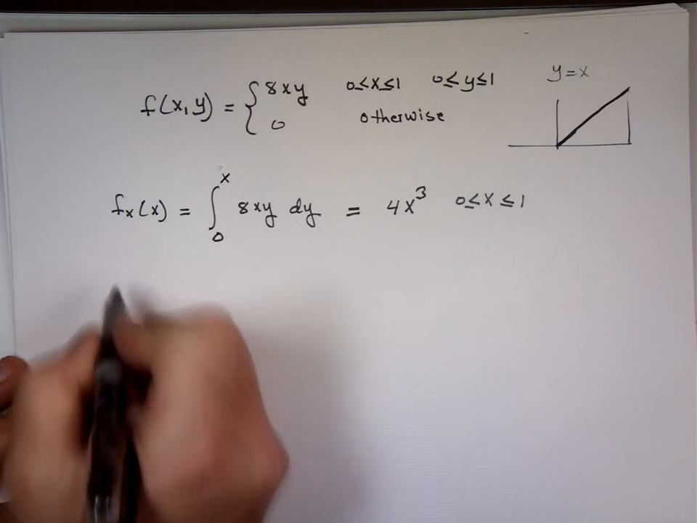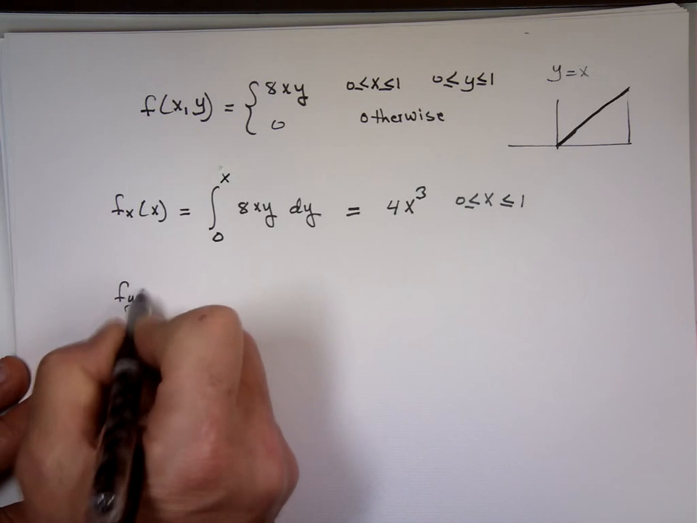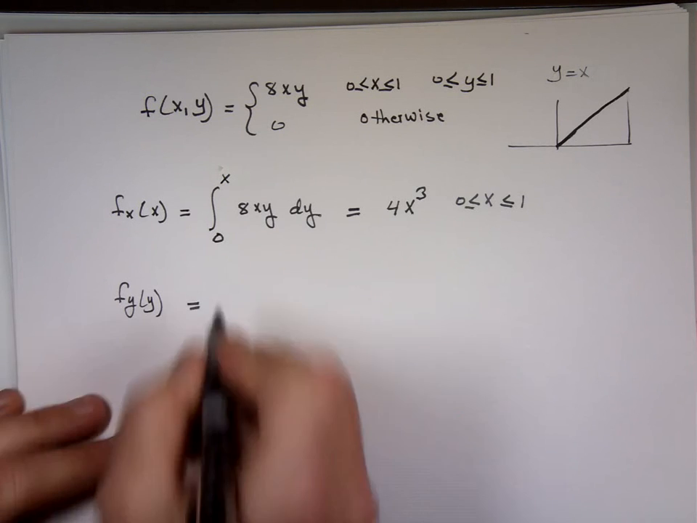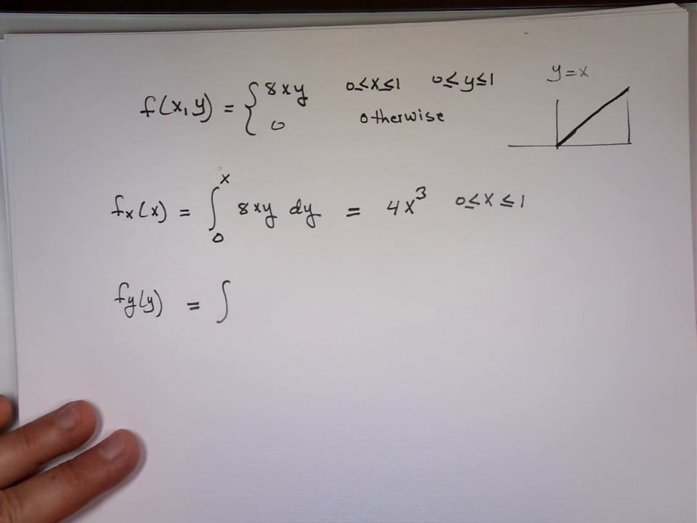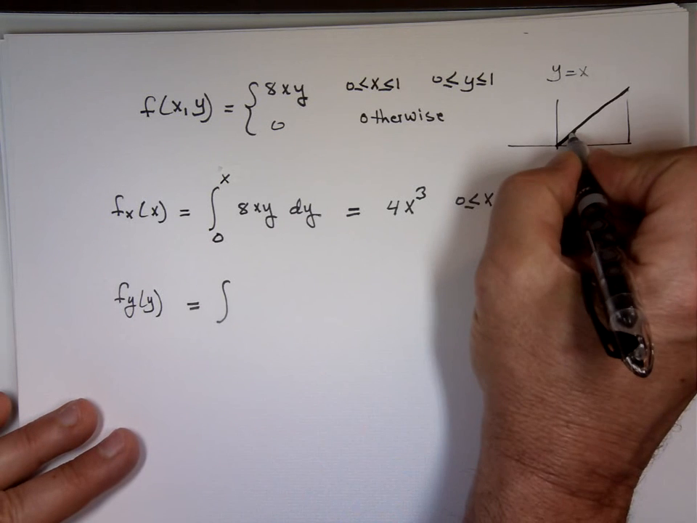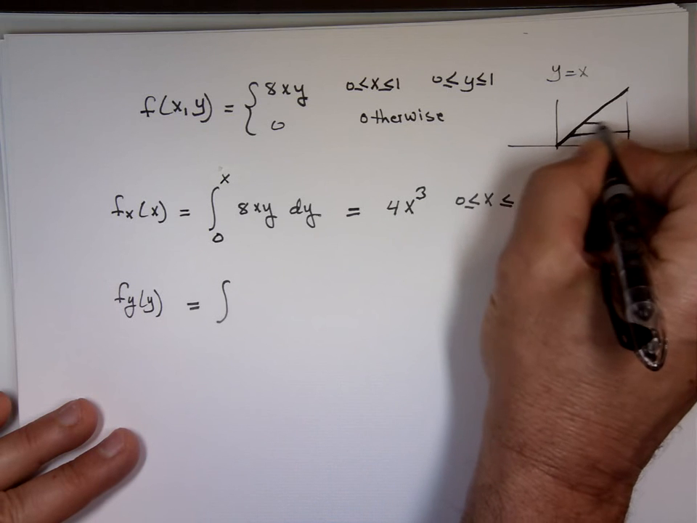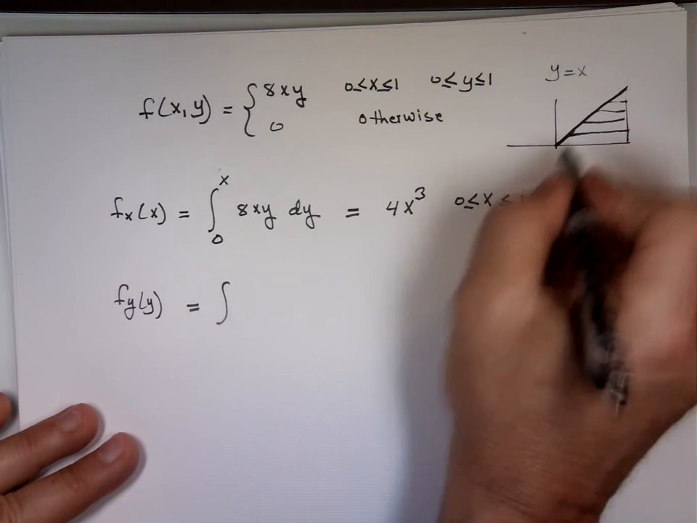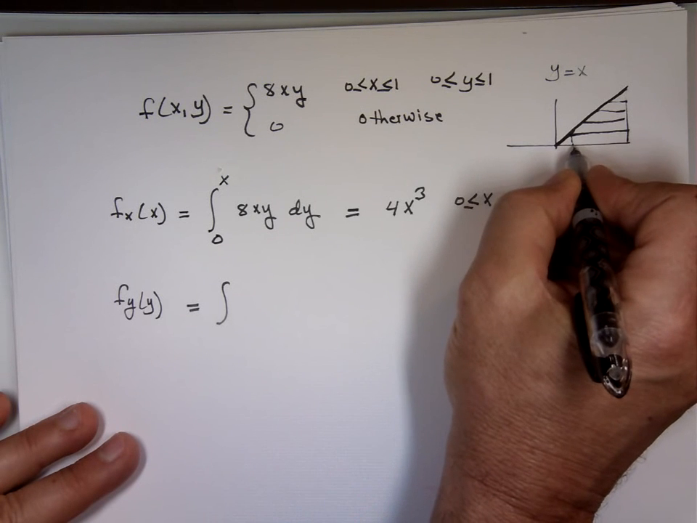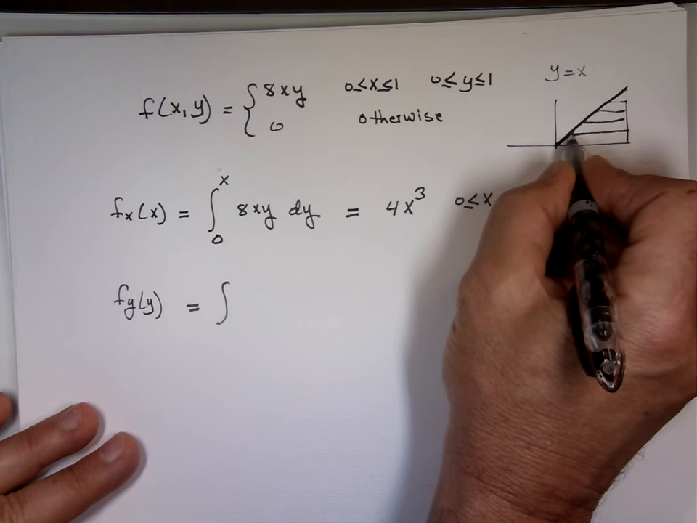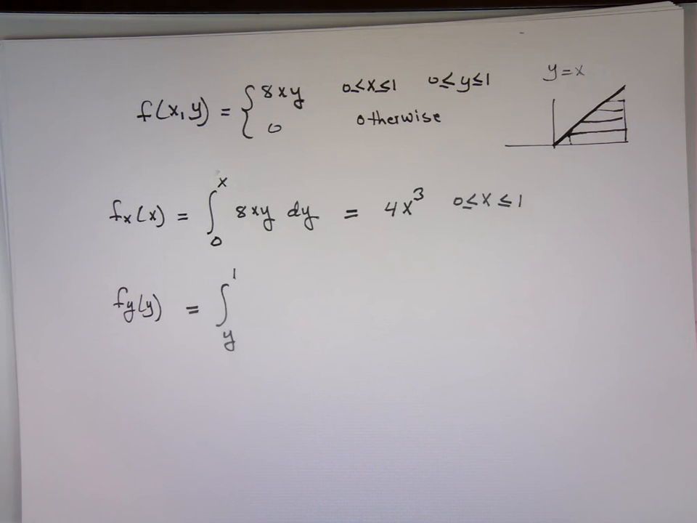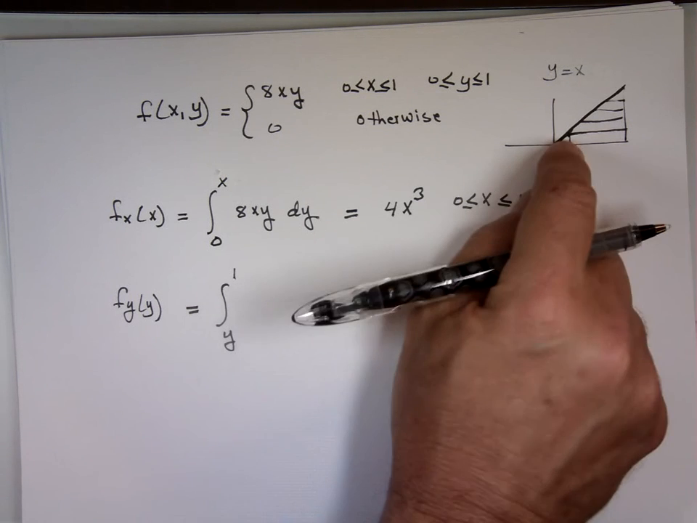Now, f of y, you integrate with respect to x. This will be from where to where? It wouldn't be from 0. It will go from here, notice, to there. So you actually go from that x value here. And that x value happens to be what? The y value. So this will be from y to 1. Because you're not starting from 0, you're starting from this one to get that piece there.